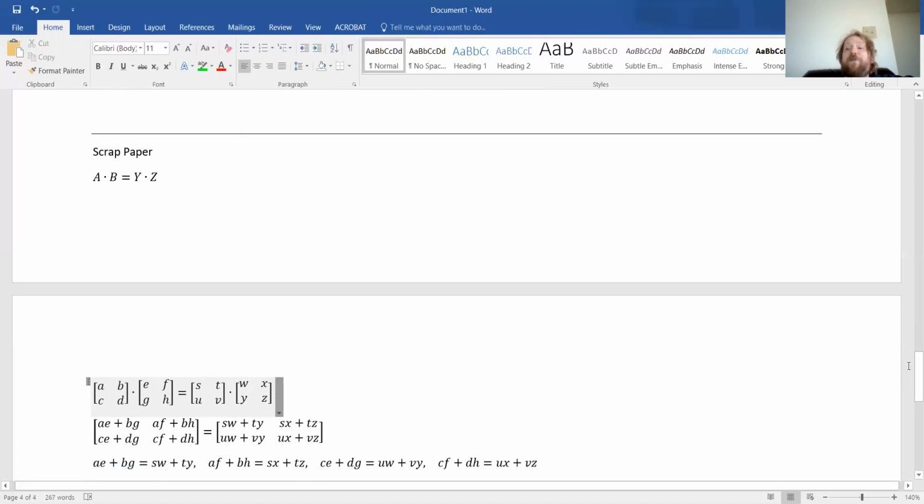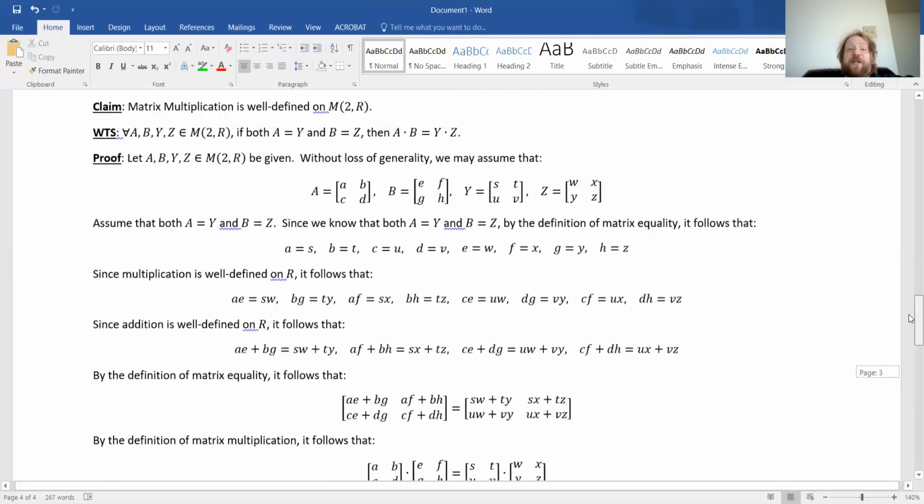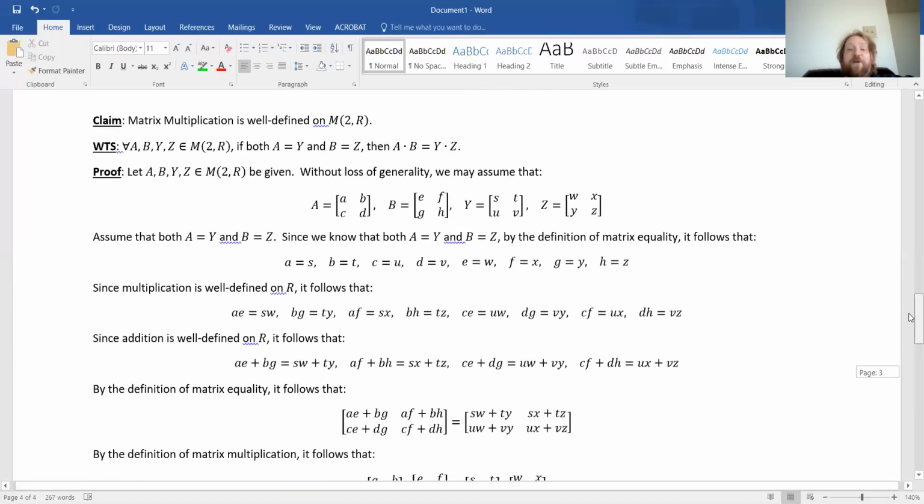Okay, we have now proven that matrix multiplication is well defined. What that means is if you take any two matrices and multiply them, there is only one possible correct answer for their product. More to follow.